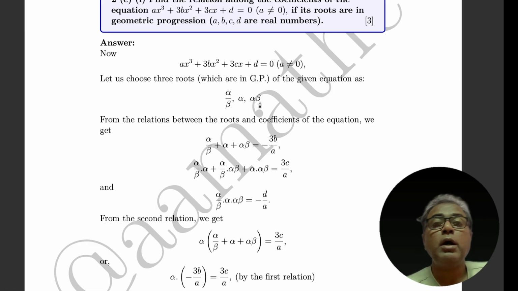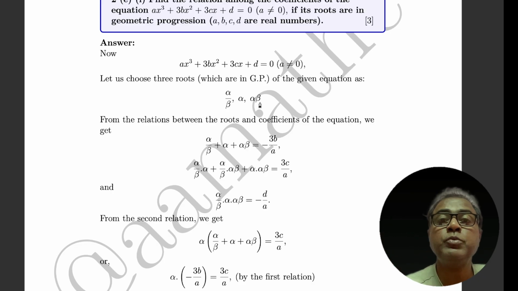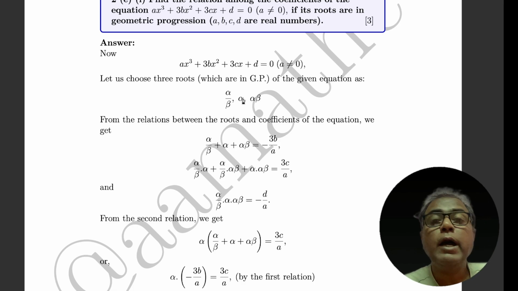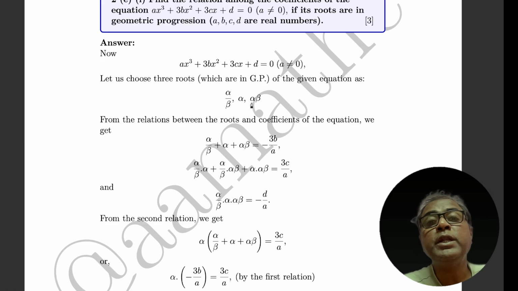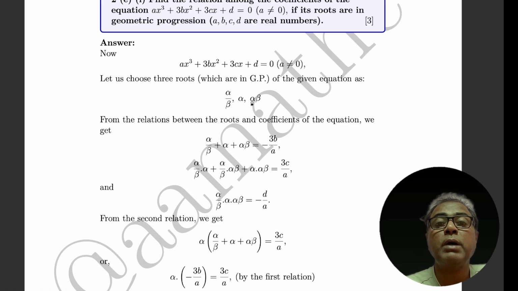This is very important: when the roots of a cubic equation are in GP, geometric progression, you must choose alpha by beta, alpha, alpha beta, because in geometric progression, the common ratio is beta; alpha beta into beta is alpha, alpha into beta is alpha beta. From the relation between roots and coefficients, the sum of the roots alpha by beta plus alpha plus alpha beta is equal to minus the coefficient of x squared by coefficient of x cubed.